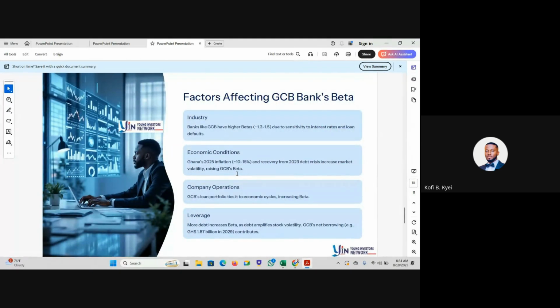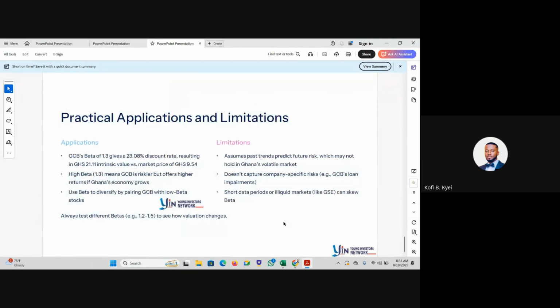And the factors affecting beta: industry, banks like GCB have higher betas due to sensitivity to interest rates and loan defaults. Ghana's inflation also affects beta, and the recovery from the debt crisis, as we are seeing now, is also impacting the beta of some of these banks. Company operations, GCB's loan portfolio ties to economic cycles, right? And the leverage, more debt increases beta. So the net borrowing impacts beta values.